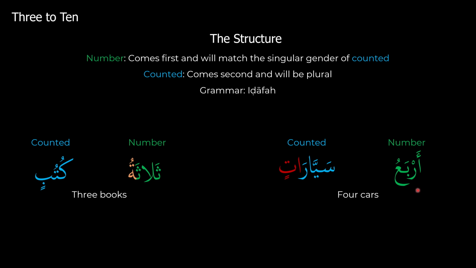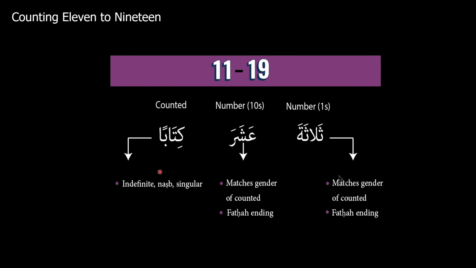And again, the same thing here. We have arba'u sayyaratin. So number comes first, and it's gonna match the singular gender of the counted. So the singular gender for sayyaratun is feminine. That's why we have arba'u without the ta marbuta, since this is the feminine form. And then the counted is gonna come second, and it's gonna be in the plural form, and that's why we have sayyaratin. We have the atin ending because it's in jar. So this is 4 cars. And so the same rule applies for 5, 6, 7, 8, 9, and 10. So now let's take a look at 11 to 19.